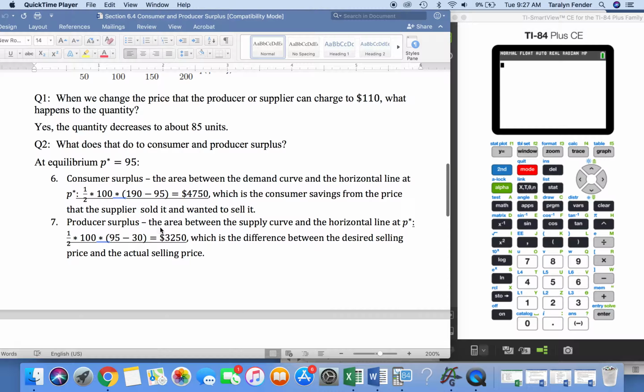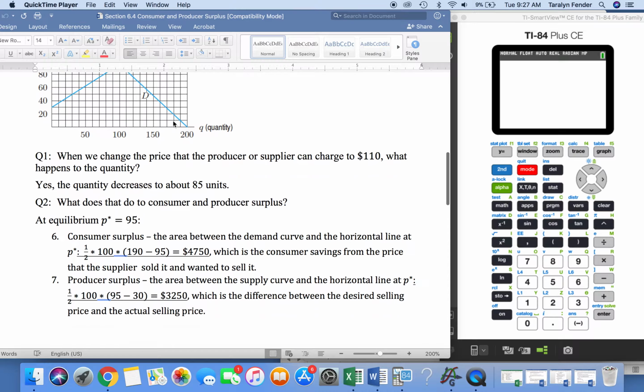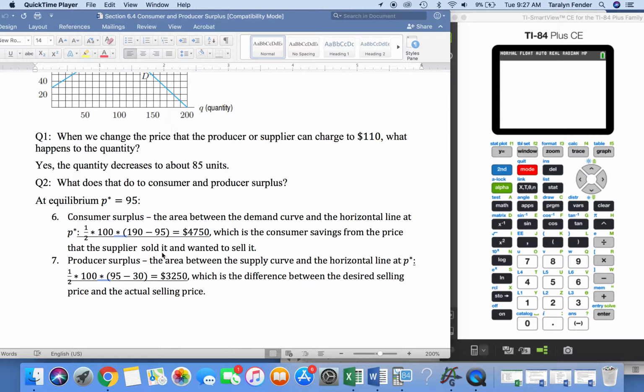Producer surplus is the area between the supply curve and the horizontal line at the equilibrium price. We have 1/2 times 100 times 95 minus 30, which is our lowest price that the supplier would ask, and that gives us the producer surplus of $3,250, which is the difference between the desired selling price and the actual selling price.